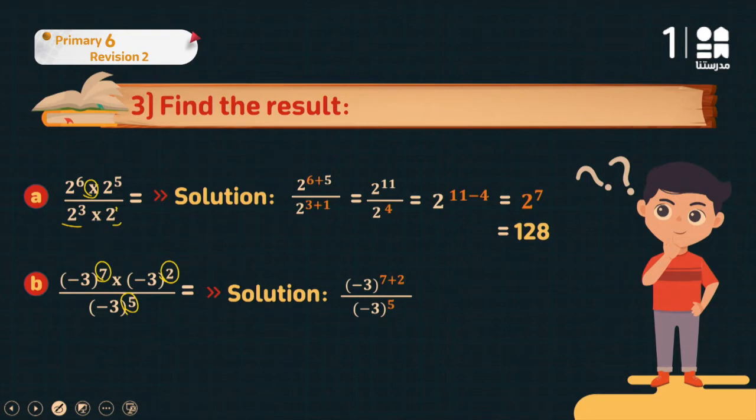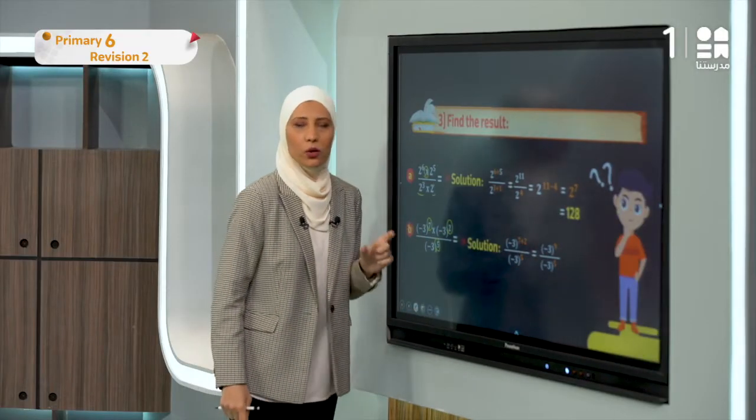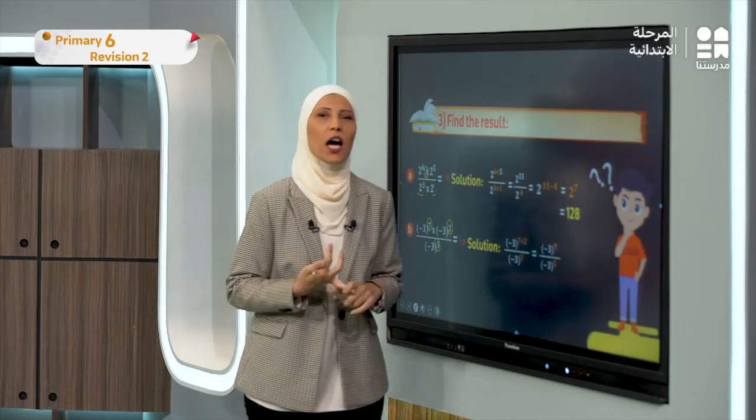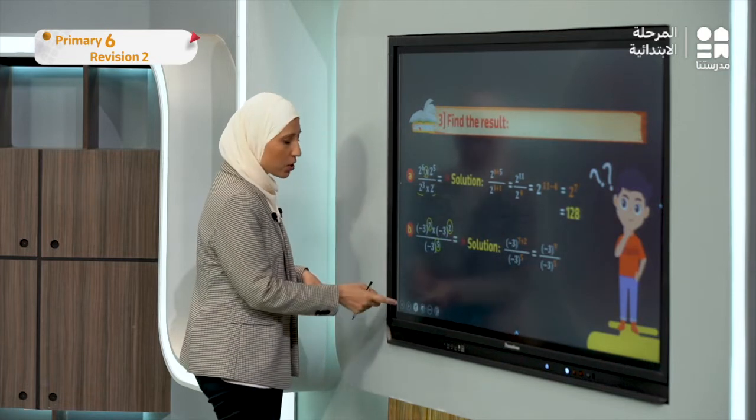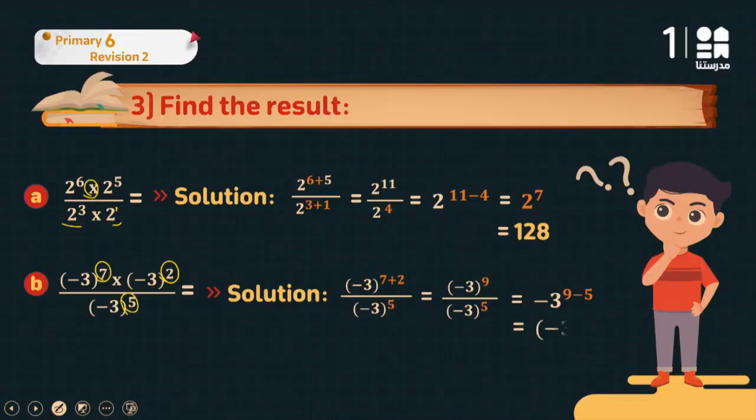So I will keep it like that, taking negative 3 and adding the power 7 plus 2 equal 9, and negative 5 of course down in the denominator. So it will be negative 3 to the power of 9 divided by negative 3 to the power of 5. Same base divided, subtract the power. Always when we solve, we keep reminding ourselves what I am supposed to do. Multiplication, add the power. Division, I will subtract the power if they are equal base of course. So I will write here negative 3 to the power of 9 minus 5. It will be negative 3 to the power of 4.